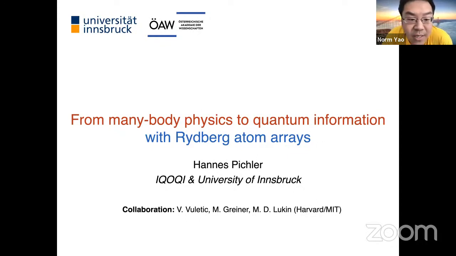Broadly speaking, his group is interested in theoretical quantum optics, especially in the context of quantum many-body physics and quantum information. And as we'll hear about today, most recently, his research has focused on quantum technologies with individually trapped neutral Rydberg atoms. Take it away, Hannes.